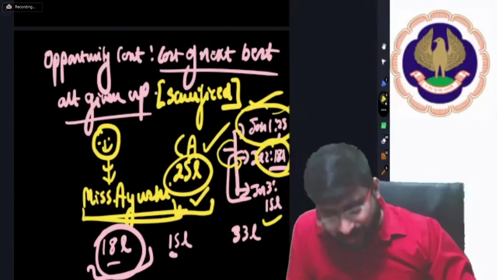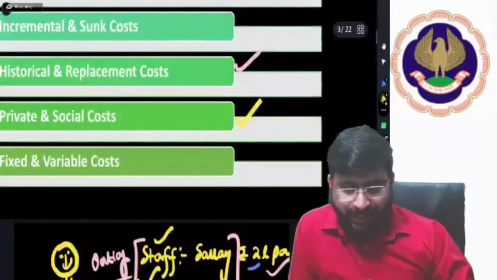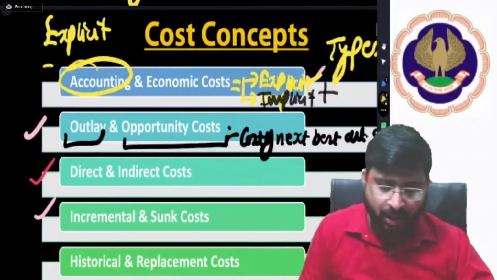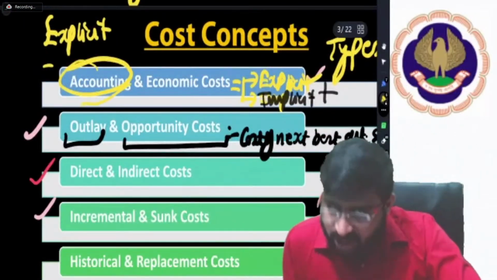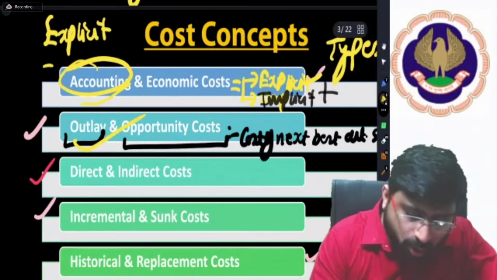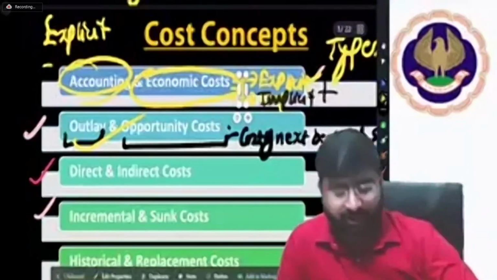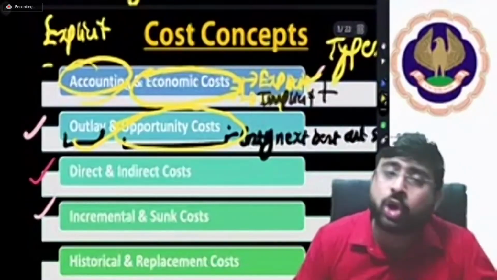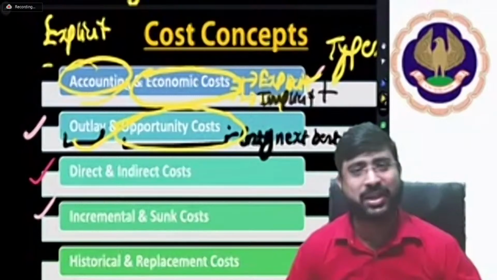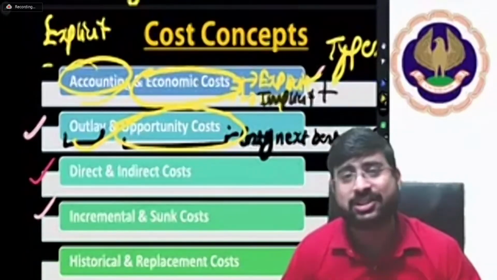That is opportunity cost. So my dear friends, I've explained all the 3. Accounting cost is the cost that results in actual outflow, also called outlay cost. Accounting cost is recorded in books of accounts. Economic cost is explicit cost plus implicit cost, and opportunity cost is the cost of the next best alternative sacrificed. Remember, the cost of the next best alternative sacrificed.